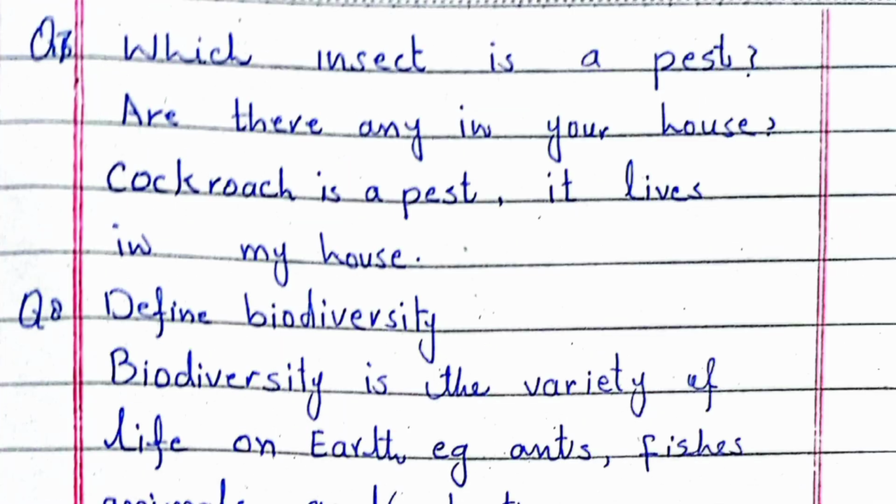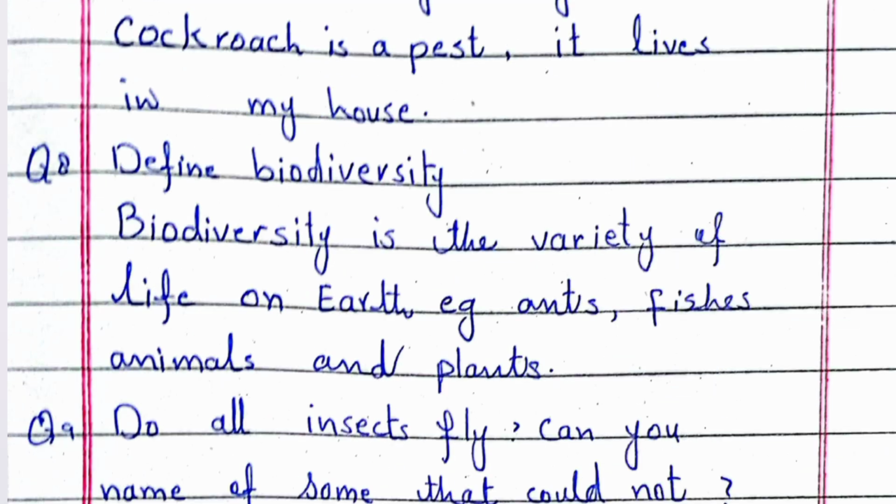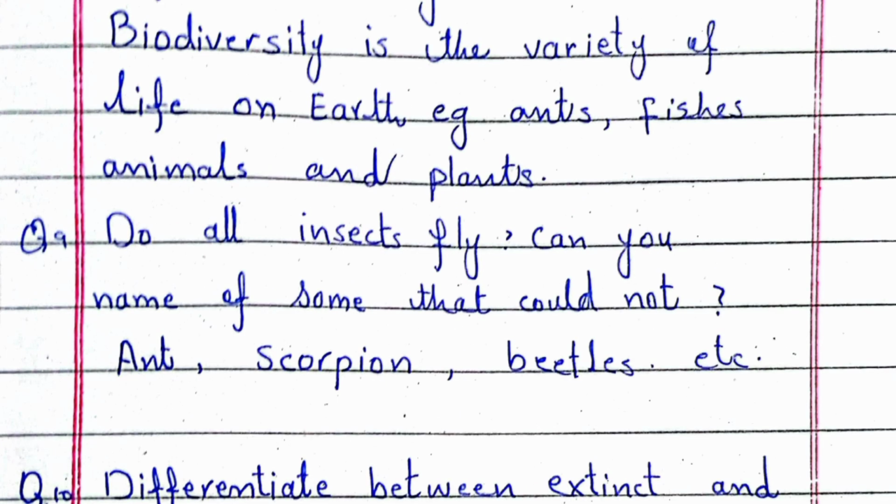Now here is the next question. Which insect is a pest? Are there any in your house? Cockroach is a pest. It lives in my house. Define biodiversity. Biodiversity is a variety of life on earth, for example ants, fishes, animals and plants.